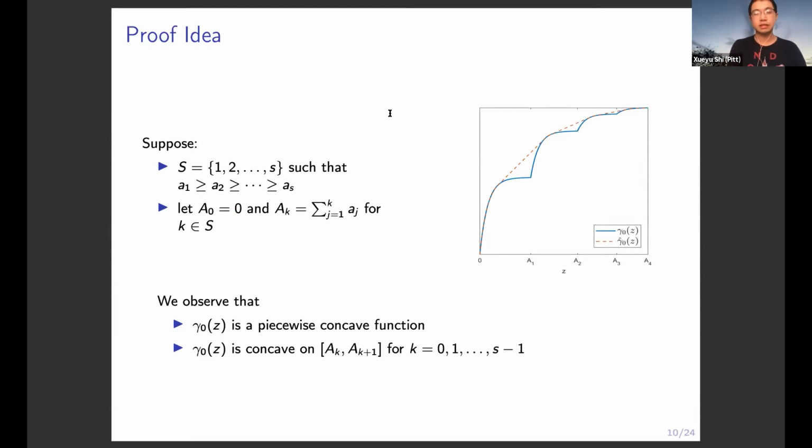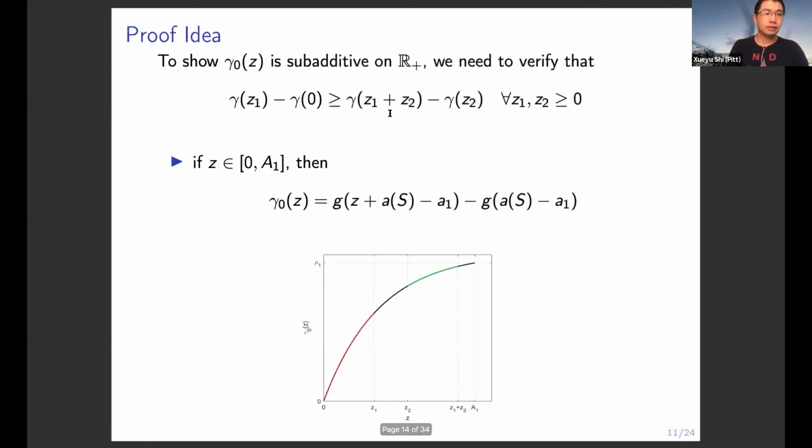So in the left figure, you can see the figure of the lifting function. First, the lifting function is a piecewise concave function, and it's concave on the interval from capital A_K to capital A_(K+1). So these are two basic observations. And to show subadditivity, we need to verify this condition, and gamma 0 equals 0.